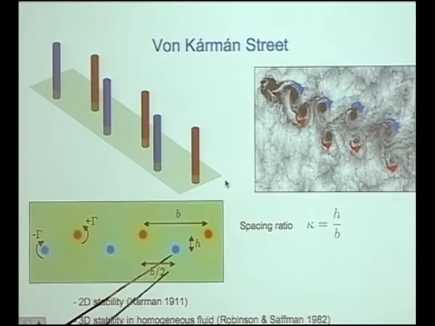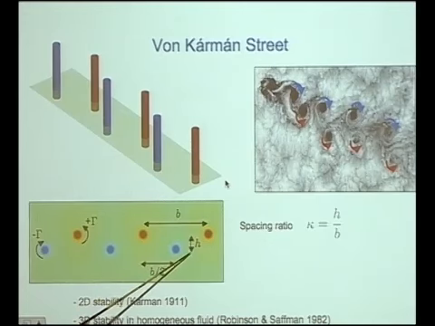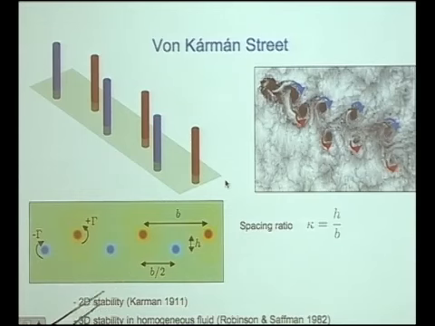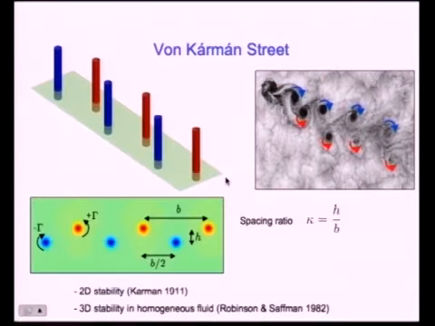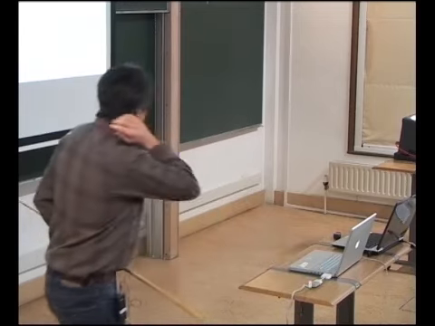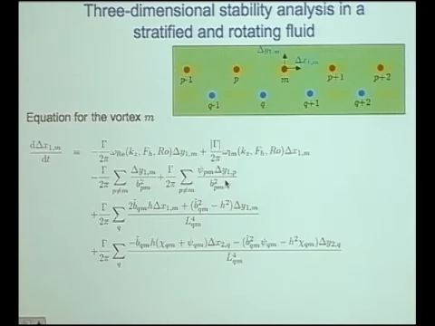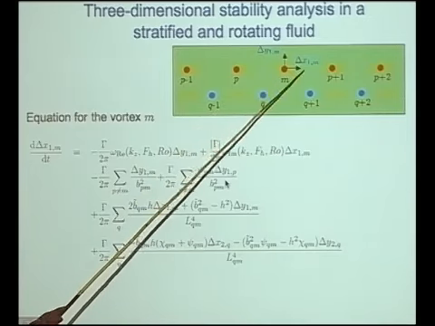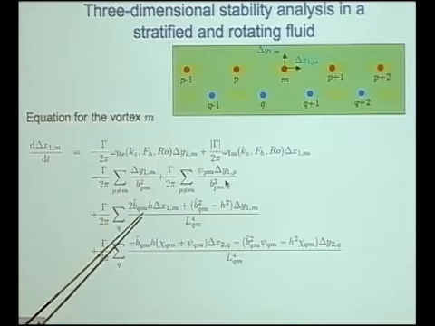And now let's look at the case of a von Karman street: two infinite rows of counter-rotating vortices. The spacing ratio is the ratio between the distance between the two rows, and b is the distance between the vortices in a row. The stability of this has been investigated by Karman in 2 dimensions, and in 3 dimensions in homogeneous fluid by Robinson and Saffman. Now let's look at its stability in a stratified and rotating fluid.